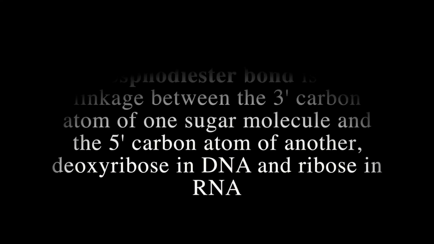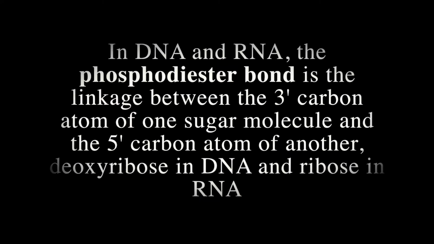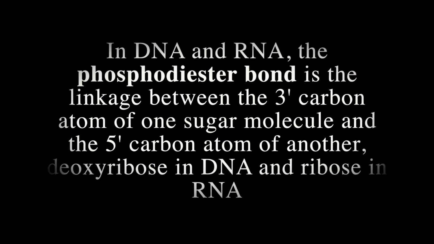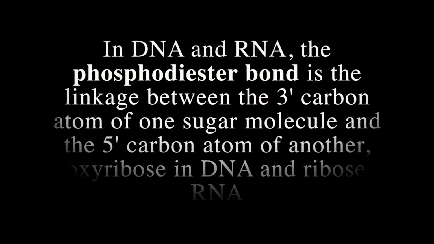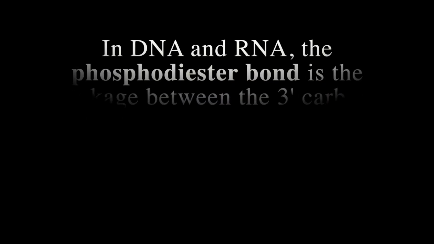In DNA and RNA, the phosphodiester bond is a linkage between the 3-carbon atom of one sugar molecule and the 5-carbon atom of another, deoxyribose in DNA and ribose in RNA. DNA is double-strand and is composed of 4 different nitrogenous bases: adenine, thymine, cytosine, guanine. RNA is single-strand and is composed of the 4 major nitrogenous bases: adenine, cytosine, guanine, and uracil.